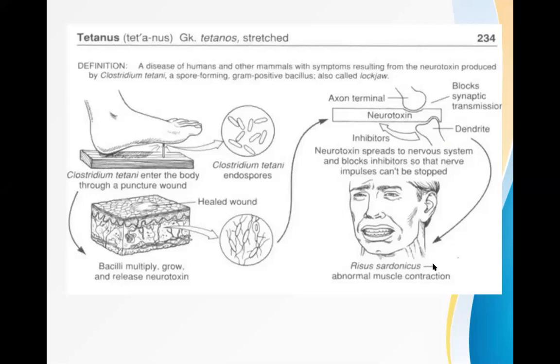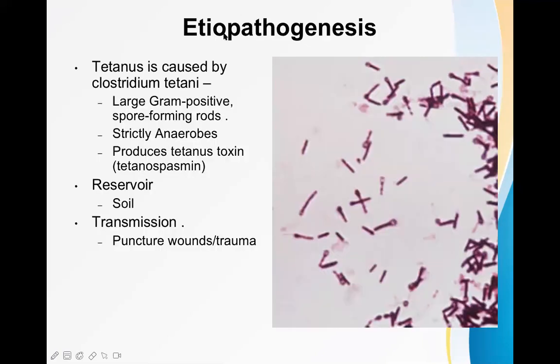This is the one. In the face, one clinical feature is shown here, which is called risus sardonicus. Risus sardonicus means a smiling type of face. Now, why does this face look smiling? Because of abnormal contraction of the facial muscle, one of the important manifestations of tetanus. Many other manifestations would be there, which we'll talk about in our clinical features.